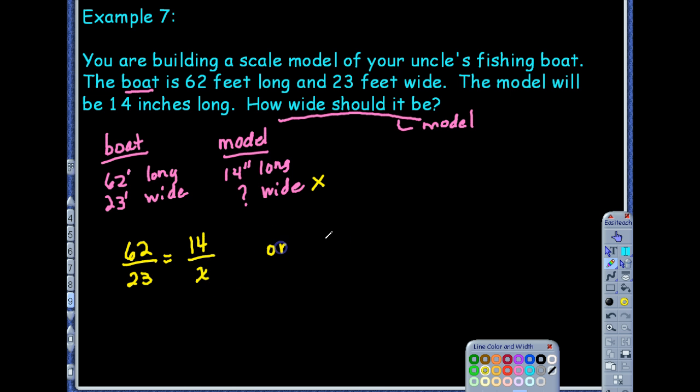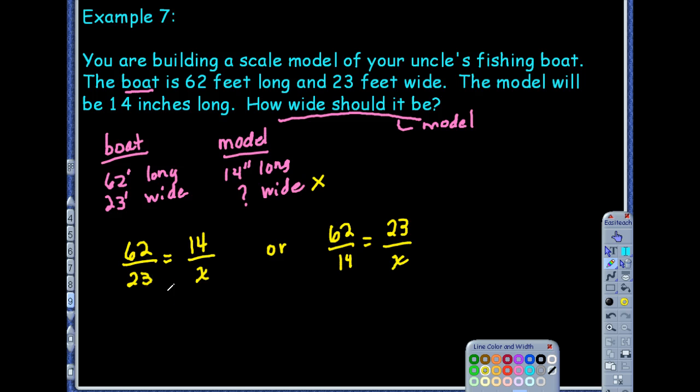What else could you have done? I could have done length over length equals width over width, so 62 over 14, but I need to keep the corresponding pieces across from each other. I've got the length of the boat over the length of the model, then the width of the boat over the width of the model. And notice, that's that third property where I just flip-flopped the means. Exactly.